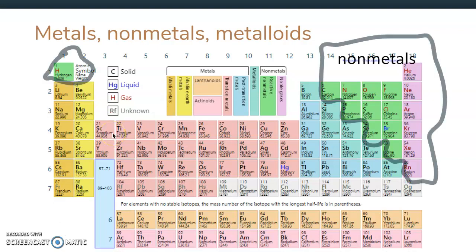The next part is our nonmetals. So we have hydrogen off by itself, which is a little confusing, and we'll explain why that is in a later video, but just know for now that hydrogen is a nonmetal. It's off to the left, and then really everything on this right side, this right top corner, is a nonmetal. So carbon, phosphorus, sulfur, chlorine, all of these are nonmetals. These are our elements which do not conduct heat or electricity well.